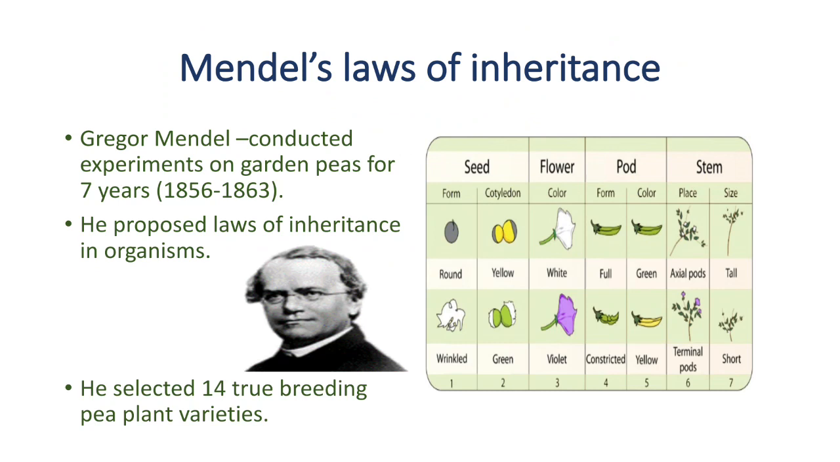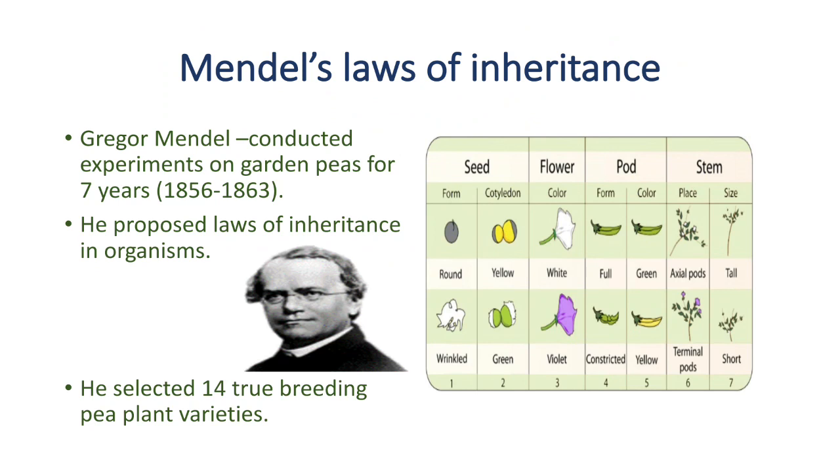This slide shows Mendel's laws of inheritance and his work. Gregor Mendel conducted experiments on garden peas for 7 years, from 1856 to 1863. Based on his studies, he proposed laws of inheritance in organisms. Mendel selected 14 true breeding pea plant varieties.